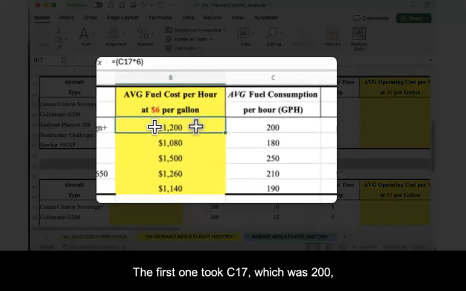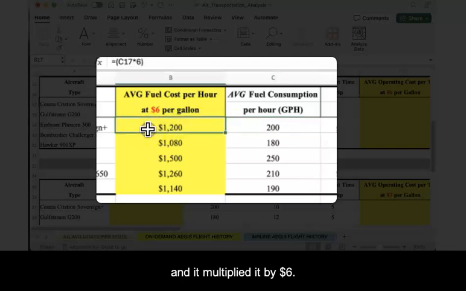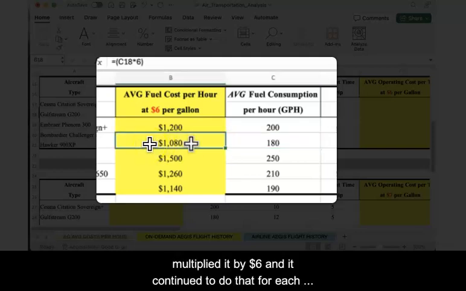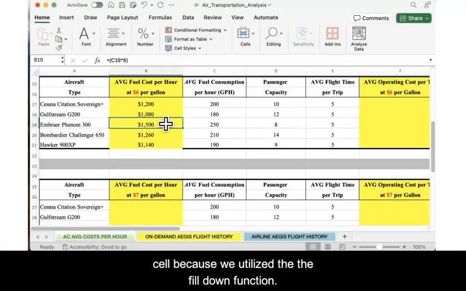The first one took C17, which was 200, and it multiplied it by $6. The below cell took 180 consumption per hour and multiplied it by $6. And it continued to do that for each cell because we utilized the fill down function.